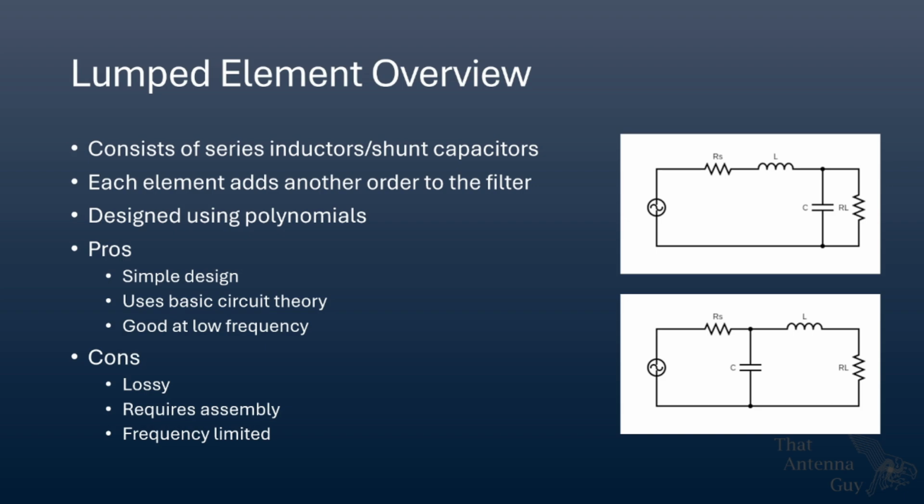The cons, though, are because you're using discrete elements, they do become lossy. They require assembly, unlike something that uses just transmission lines, and they are frequency limited. As we mentioned, they're good at low frequencies. However, we want these to be electrically small, so as we get to higher frequencies, it becomes more and more difficult to get the circuit in the size that we need it. Additionally, certain components like inductors do not perform very well at high frequencies as they hit their self-resonant frequency.